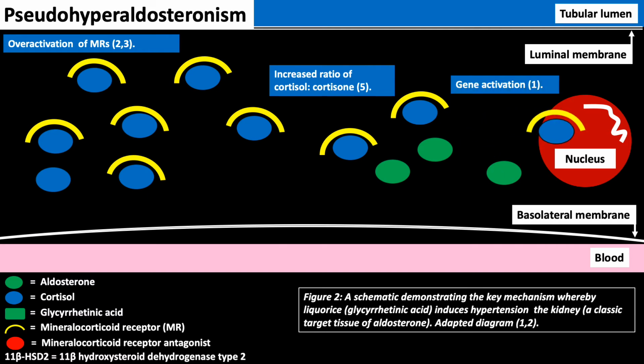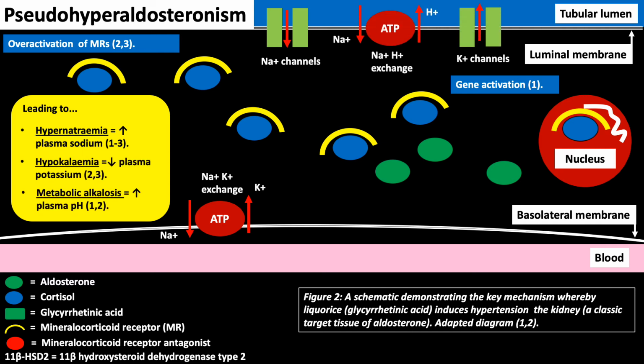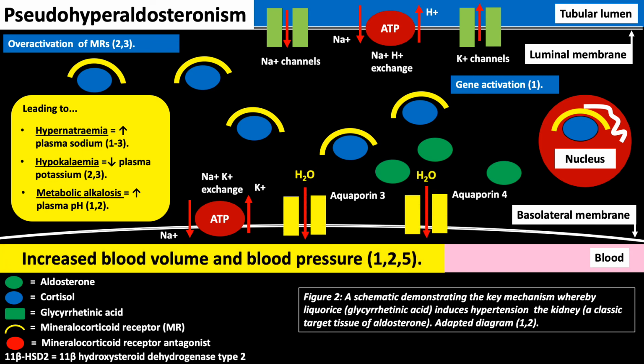The activated complexes migrate to the nucleus and bind to DNA, activating genes coding for various channels. Sodium reabsorption leads to hypernatremia, potassium secretion leads to hypokalemia, and hydrogen secretion results in metabolic alkalosis. Water follows sodium passively, causing increased blood volume and blood pressure.